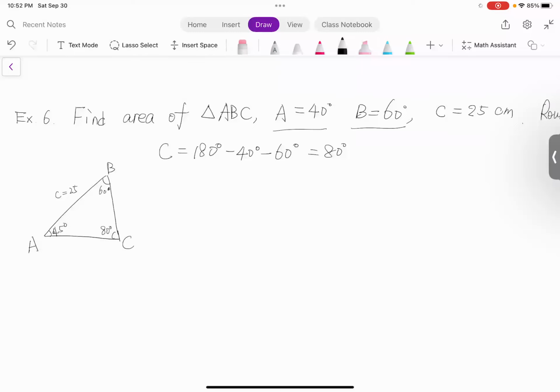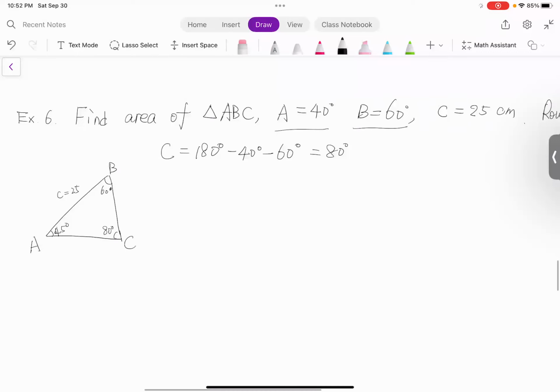So how can I find the area? Area equals 1/2 times 2 sides, and for example, I use this symbol to represent the length of 2 sides, and also sine of the angle between these two. So let's see from the graph. I know the 3 angles, and I also know one side. If I know another side B, I can find the area by using the formula.